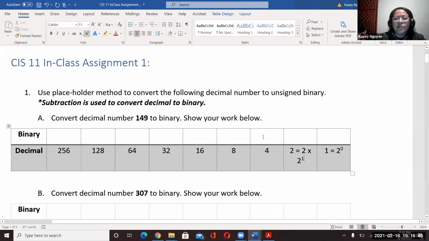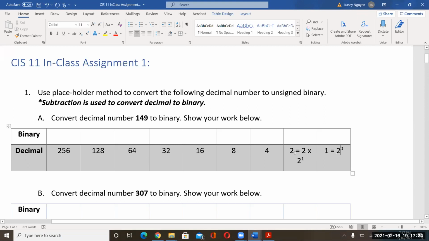So we have 1, 2, 3, 4, 5, 6, 7, 8 positions. We start with the least significant bit, on the right, which is equal to 1. Then 1 times 2 gives you 2, 2 times 2 gives you 4, 4 times 2 is 8, 8 times 2 is 16, 16 times 2, and so forth. So you get the point, right? Now, this scale is always going to be the same. So the decimal equivalence is going to be 2 times.